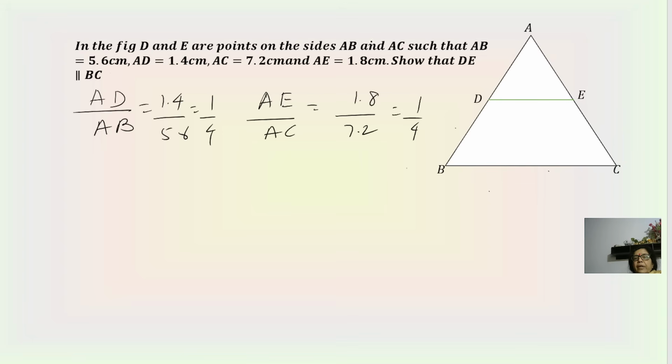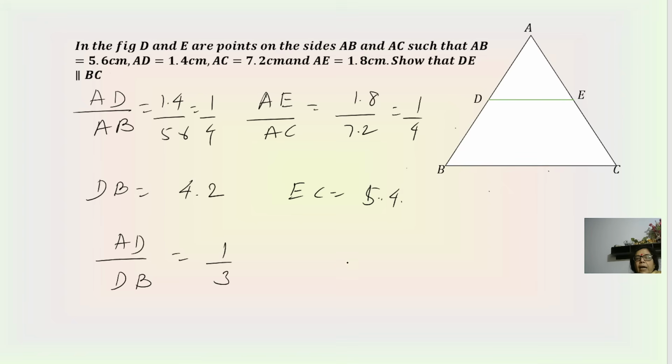Here we are given AB is 5.6 and AD is 1.4. So DB will be equal to 5.6 minus 1.4, that is 4.2. And similarly, EC can be obtained as 7.2 minus 1.8, that is 5.4. So if you take the ratio AD by DB, this will be 1 by 3, and AE by EC, that will also be equal to 1 by 3.